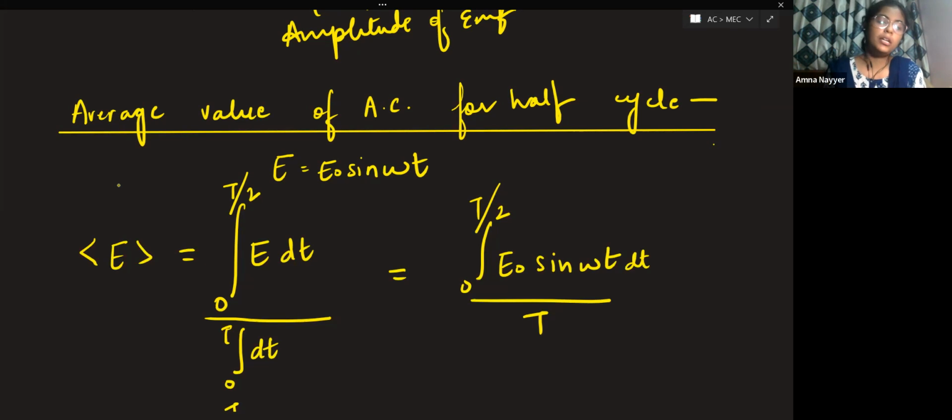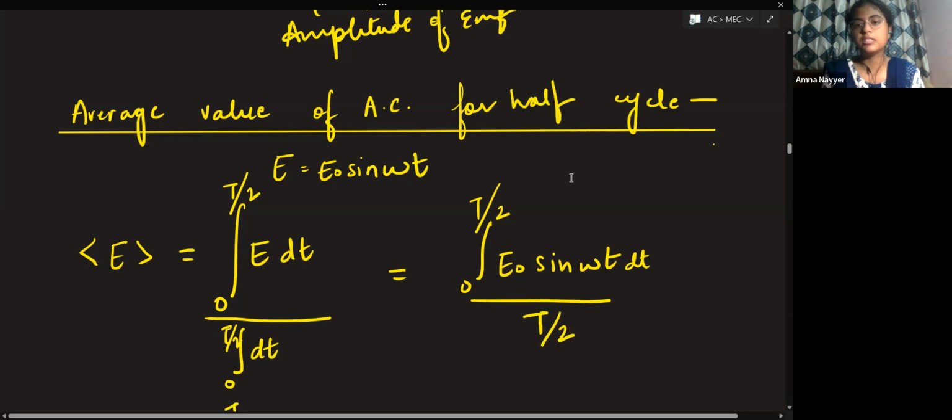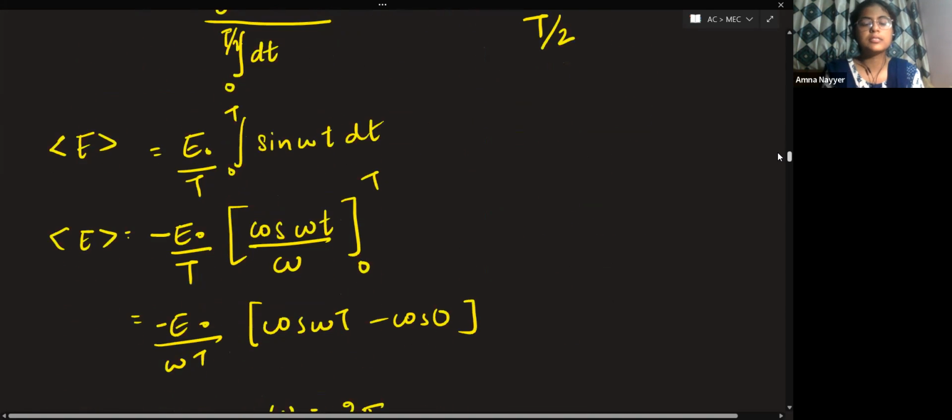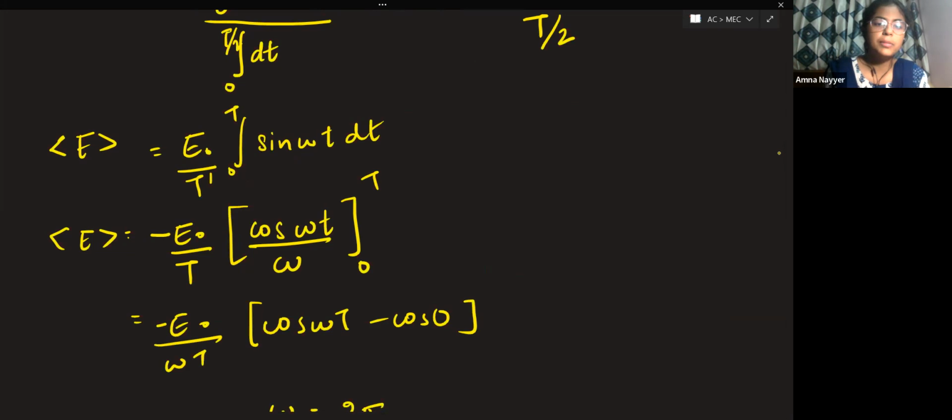Similarly, in the denominator also, this will be 0 to T by 2. So this will become T divided by 2. This is the difference that will come. So obviously there will be a change in our answers. This is T by 2. This is still T by 2.